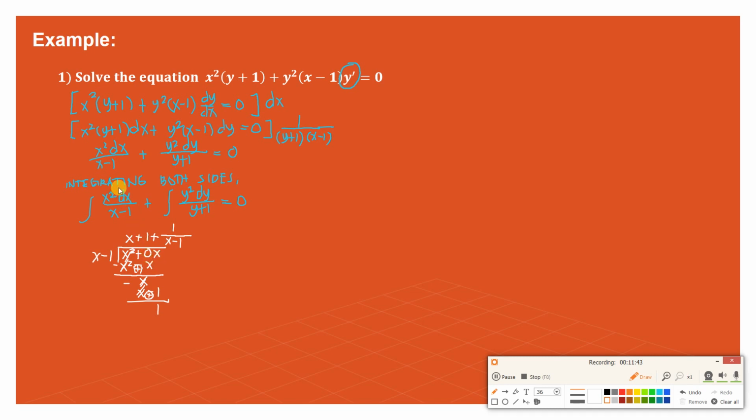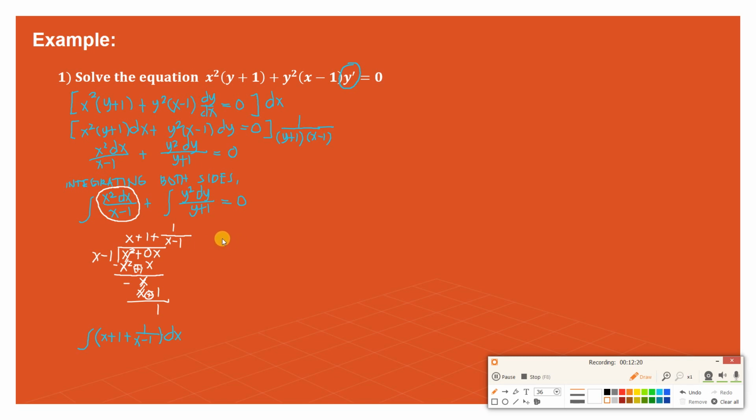Papalitan na natin itong part na to. Okay, nito. So, we're going to replace the first term. So, the first term will become integral of x plus 1 plus 1 over x minus 1 close dx. Okay, for the second term, we need again to divide it.